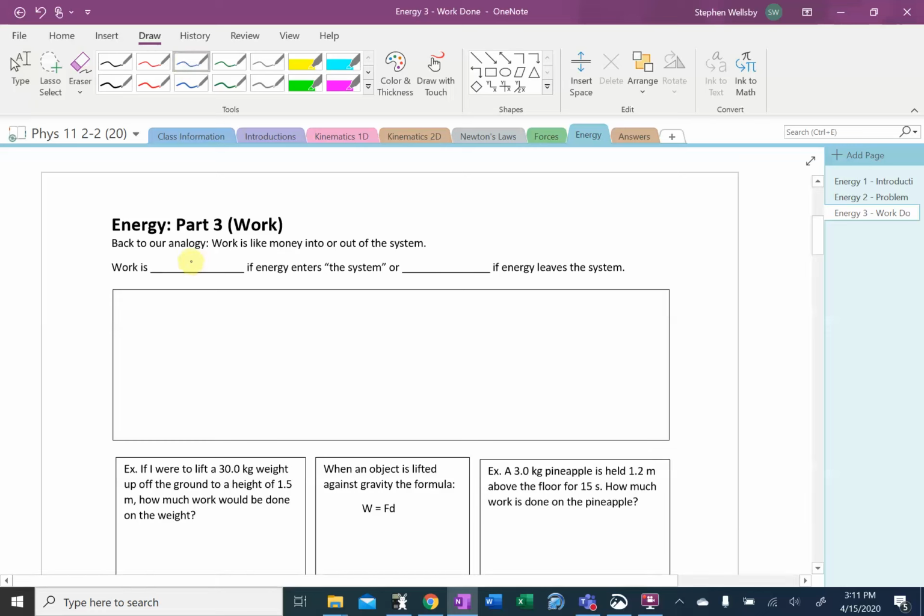And so work is going to be considered positive if energy enters the system, or it's going to be negative if energy leaves the system. And typically this is referring to kinetic energy.